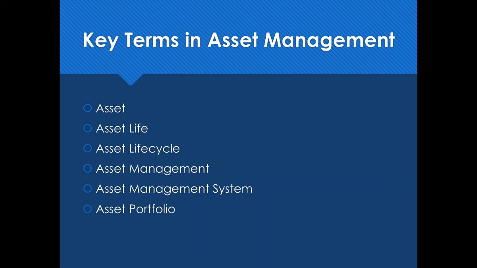Okay. So let's take a quick look at the key terms in asset management, because as I mentioned, you need to understand the basic definitions before you dive in. So what is an asset? An asset is an item or a thing which has a potential or actual value to the organization. Anything that yields an output or has a potential value of yielding something is considered an asset.